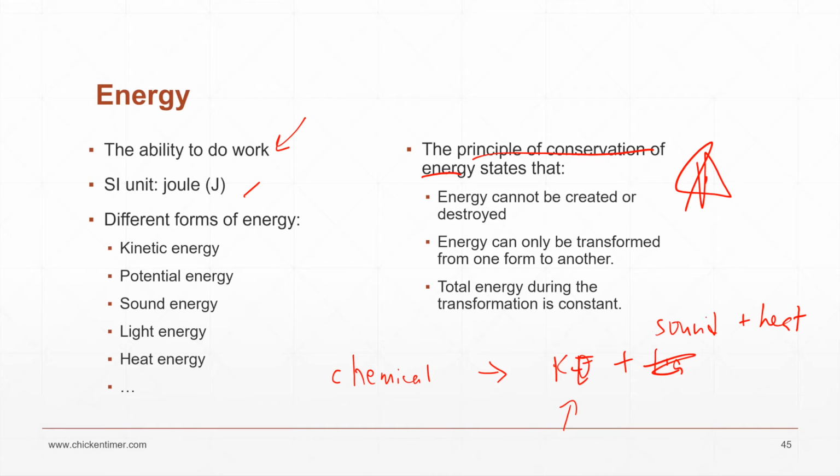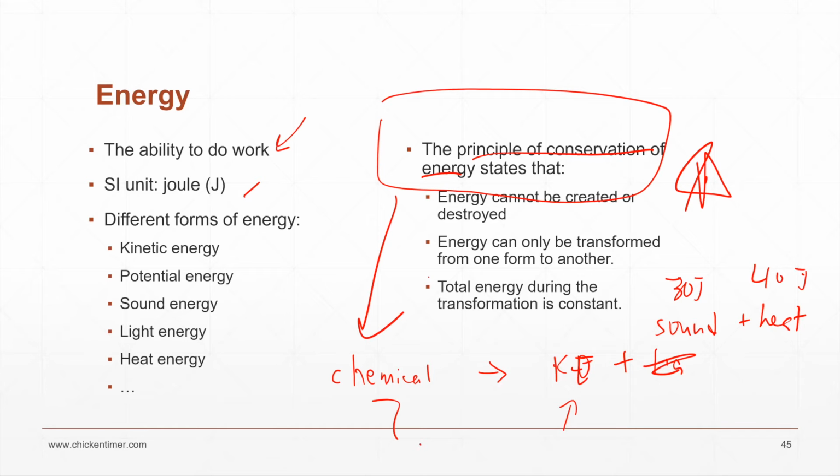Then they say maybe 30 joules of sound energy and 40 joules of heat energy is also dissipated. Then they ask you what is the chemical energy present. It's possible they can do that under a conservation of energy question. But they must give you the info. In this case, they want you to find the chemical energy, so they have to give you the sound and the heat. Something like that.